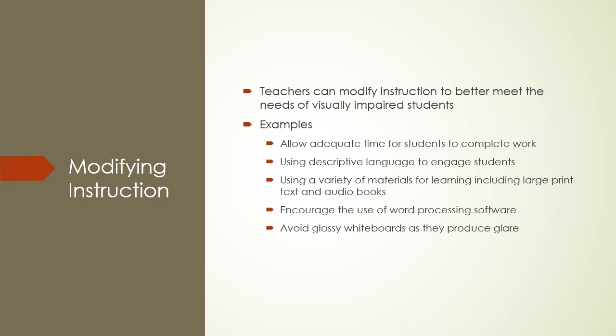Modifying instruction. Teachers can modify instruction to better meet the needs of visually impaired students. Examples: allowing adequate time for students to complete work, using descriptive language to engage students, such as the "doesn't that smell amazing" from the last slide, using a variety of materials for learning, including large print text and audiobooks, encouraging the use of word processing software, and, this one I found interesting too, avoiding glossy whiteboards as they produce glare and can hinder any visual acuity that the student may have.